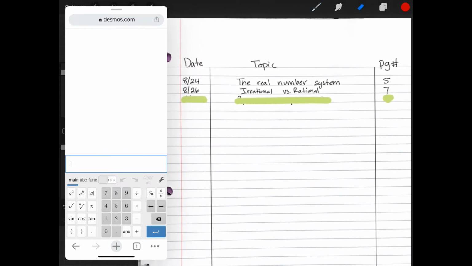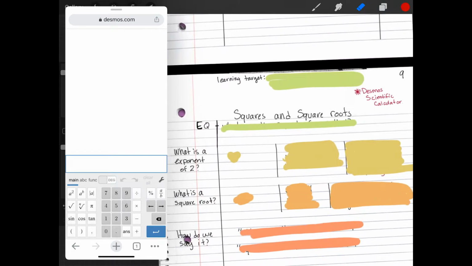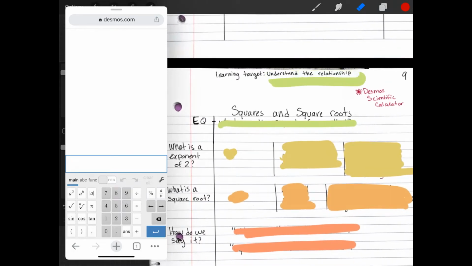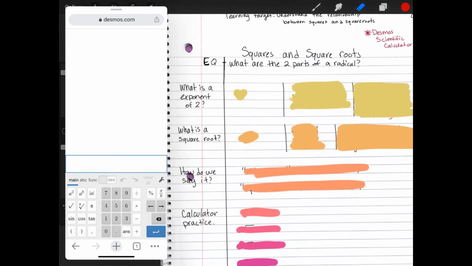Okay, so let's go ahead and get to our table of contents. And today's date is going to be the 27th, and the topic is squares and square roots. My page number is 9, yours could be different. Our learning target for today is to understand the relationship between squares and square roots. Squares and square roots is our topic, and our essential question: what are the two parts of a radical?